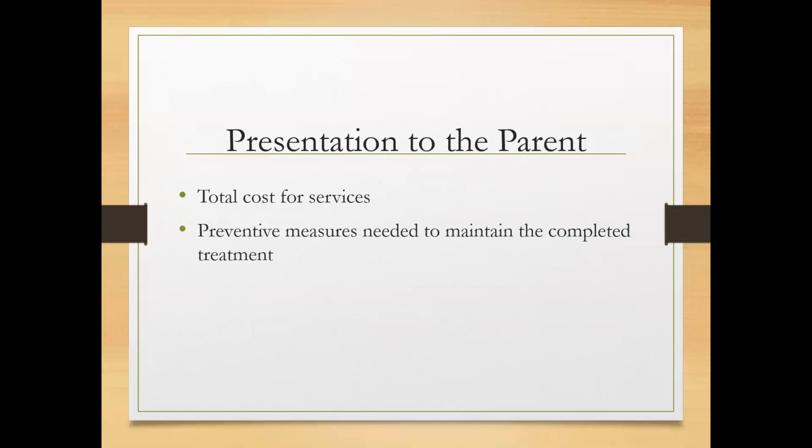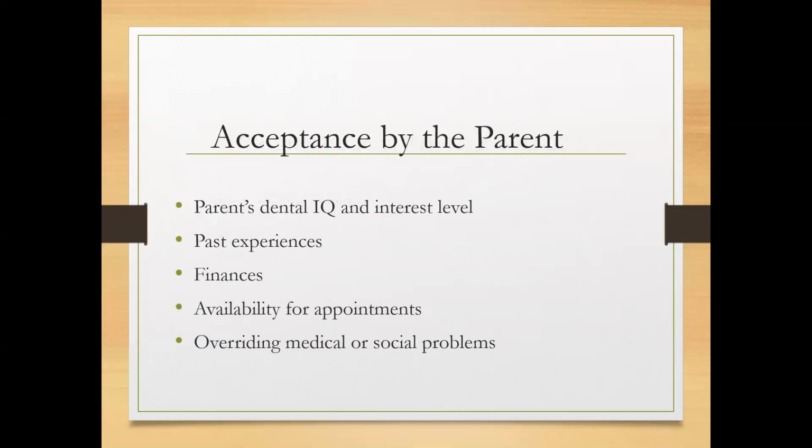But then I would definitely tell them maybe a payment plan is more indicated and better to do quadrant dentistry so the child doesn't have to have multiple appointments. So you just have to discuss with them what you feel is best for the child, and then see what you can do to meet them in the middle without compromising what may be ideal for that child. So, acceptance by the parents.